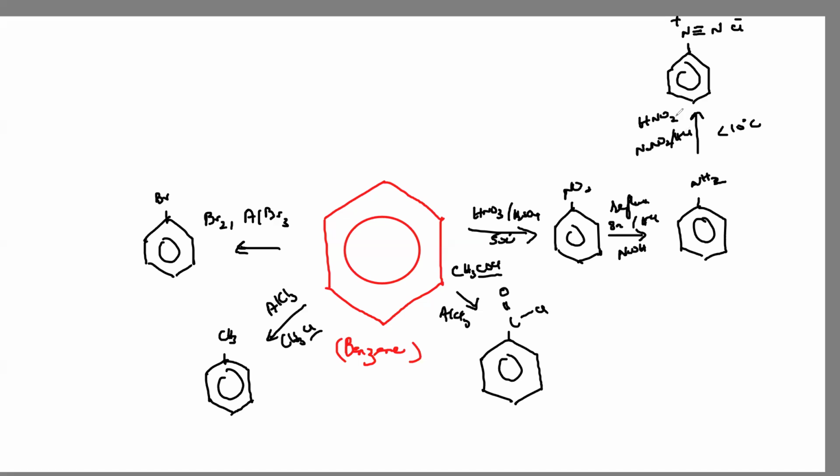This is sodium nitrite. If the temperature is higher, greater than 10 degrees, then this diazonium compound will not form. As a result, what will happen? It will decompose and produce phenol, nitrogen gas, and a water molecule.